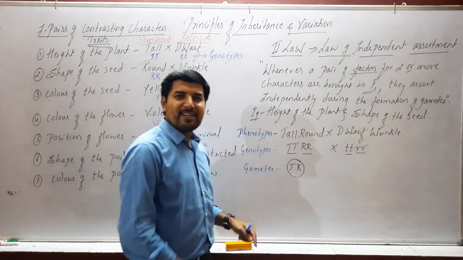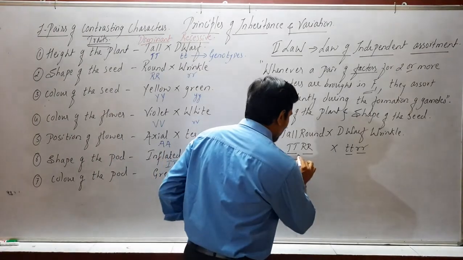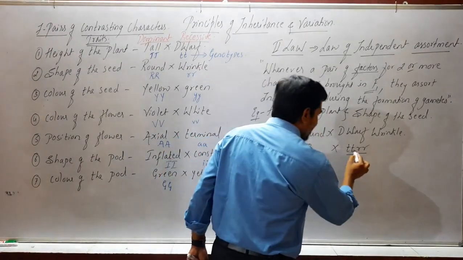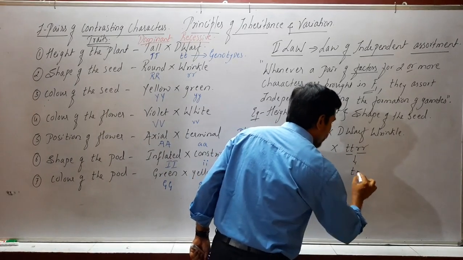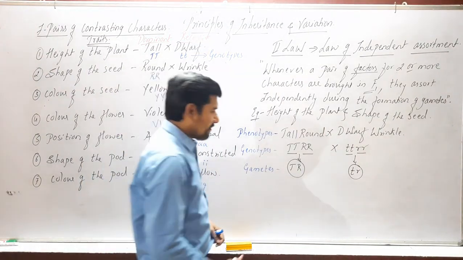There is a rule in genetics, gametes have to be rounded. So round it. Then the next one. What are we going to write here? The same thing only. Small t, one small t, and one small r, round it. These are the gametes. Cross it.